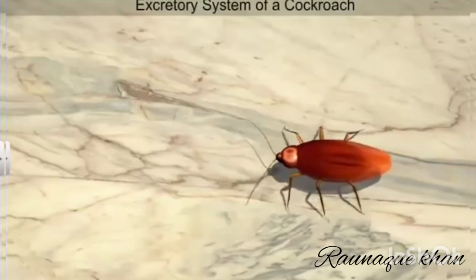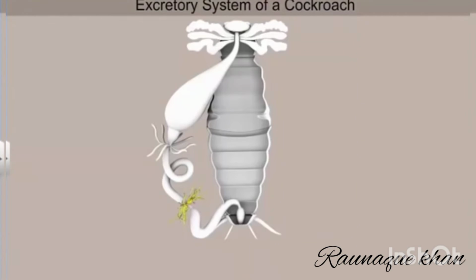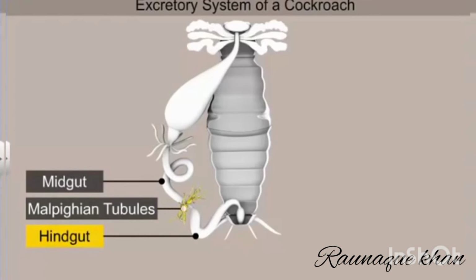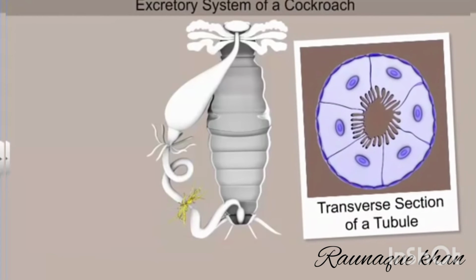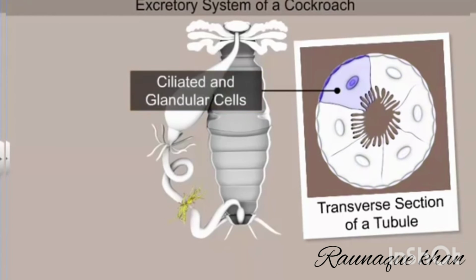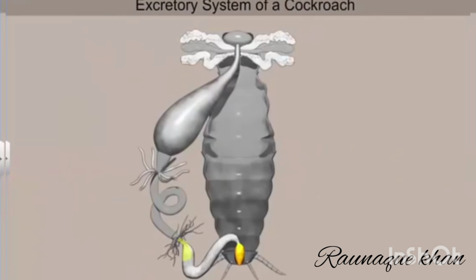The anatomical study also includes the excretory system. In cockroaches, Malpighian tubules situated at the junction of the midgut and hindgut serve as excretory organs. Each tubule is lined with ciliated and glandular cells, which absorb nitrogenous wastes from the body and convert them into uric acid. This uric acid is then excreted through the hindgut.